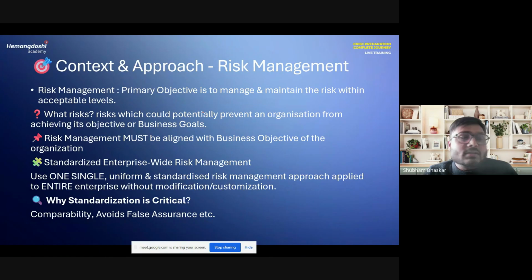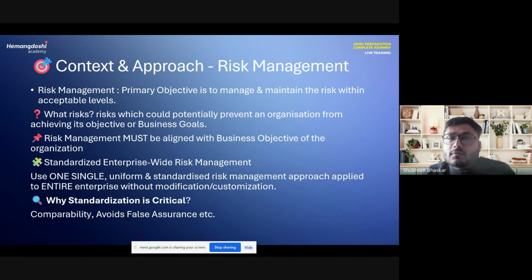It's like a manager managing their team. The risk has to be within acceptable levels. The same goes for the company. And what's the acceptable level of risk? Well, that's for the company to decide. So that's all risk management does. It manages the risk and ensures it is within acceptable levels. And what could those risks be? Risk could be anything. Risk is anything that prevents an organization from achieving its objectives or its goals.